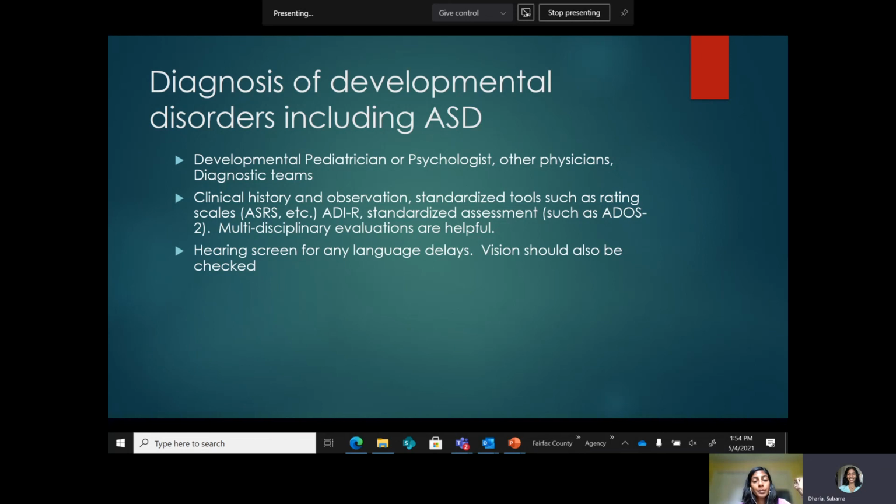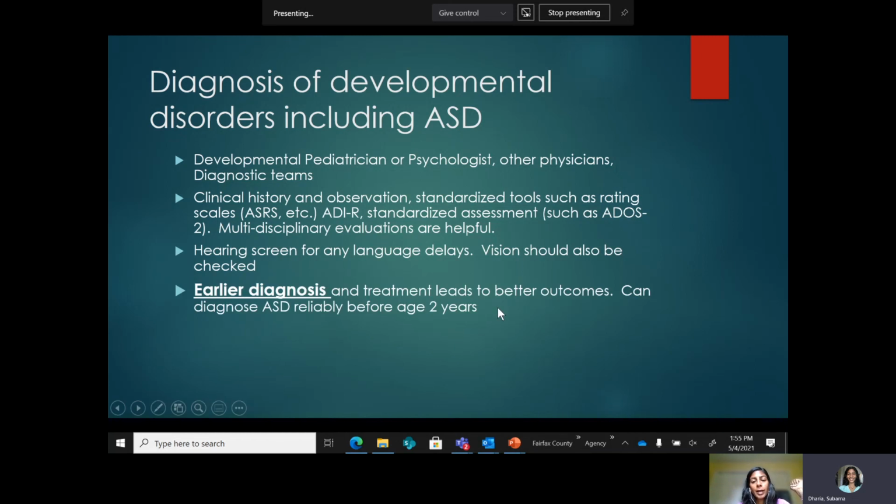It's always important to check a hearing screen. We do that here at Infant and Toddler Connection when anyone has a language delay or we have concerns about their hearing, or the parent does. A vision screening is also really important, just because sometimes this can lead to children using their bodies in different ways, and it's important to make sure that we've identified any problems here.